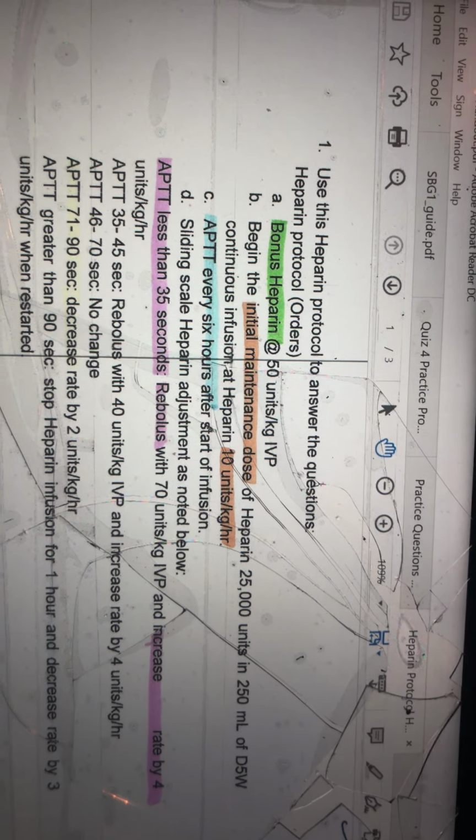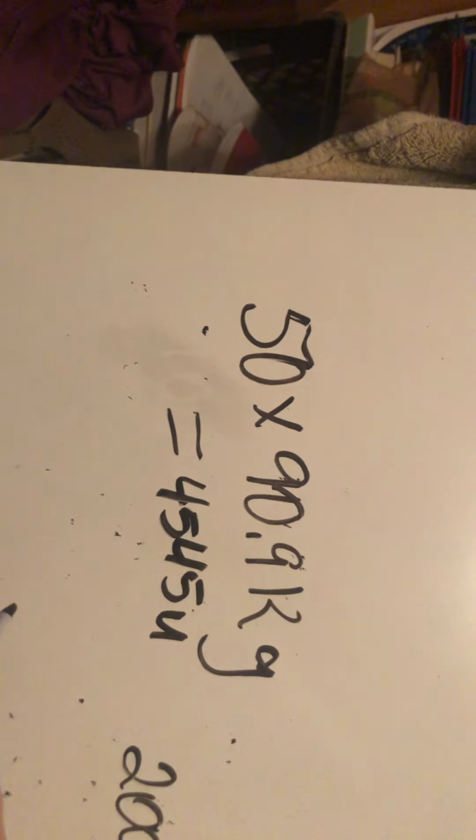So 50 units per kg for our bolus will be 50 times 90.9. And that'll be 45 units. That's going to be our bolus, okay?